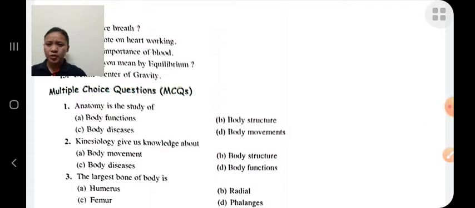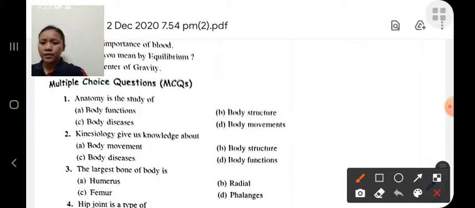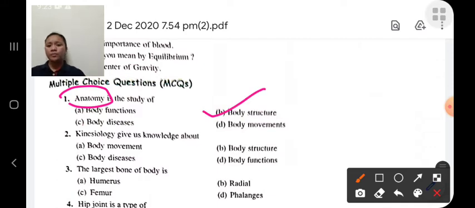Look at here, some MCQ questions. First is anatomy. Anatomy is the study of the structure of the human body. Anatomy is a branch of biology in which we study the structure, shape, size, etc. of the human body and how it is interrelated with each other.